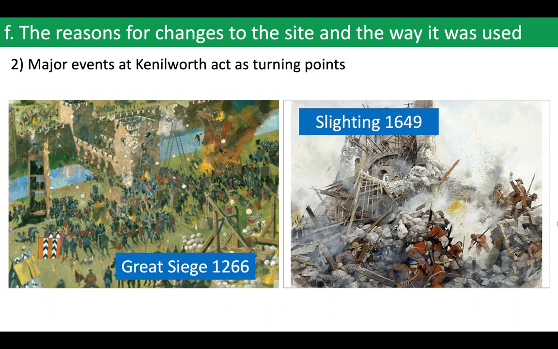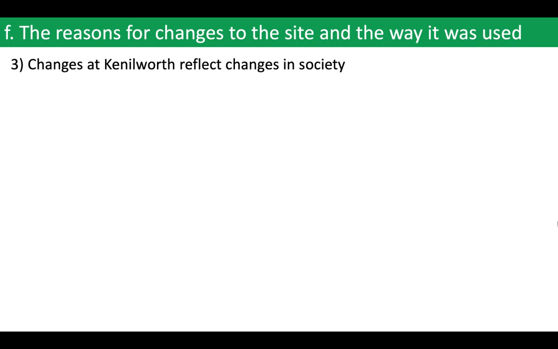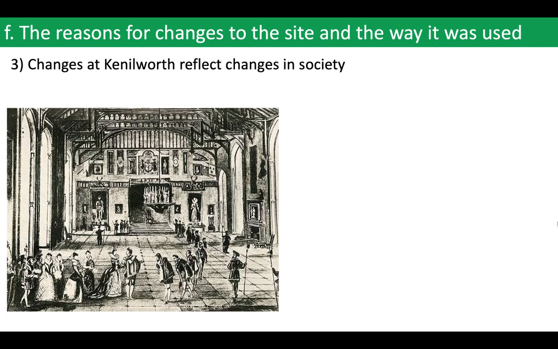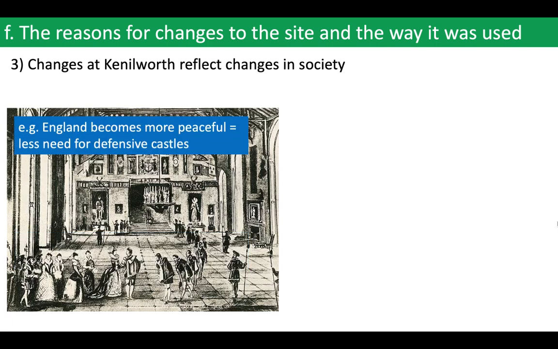The final point that we could use to explain reasons for changes is simply that changes at Kenilworth reflect changes in society. So when England changes, Kenilworth changes. Here's a couple of examples. So when England becomes more kind of peaceful, that means there's less need for defensive castles. This can help explain why Kenilworth becomes more palatial.